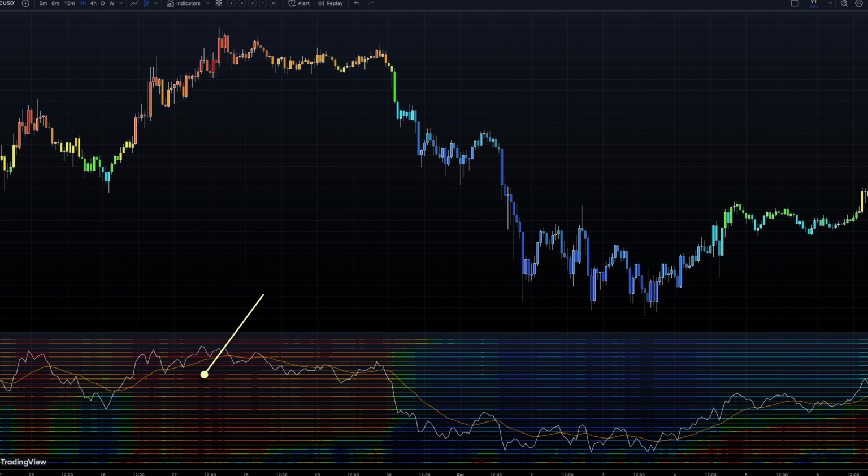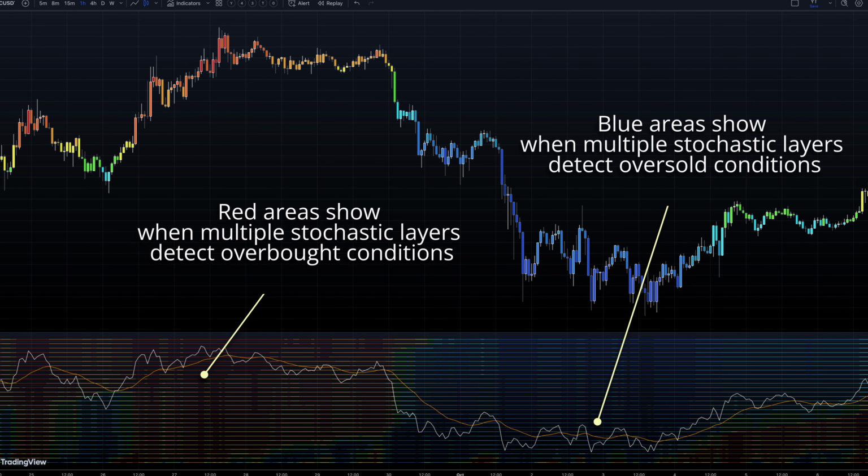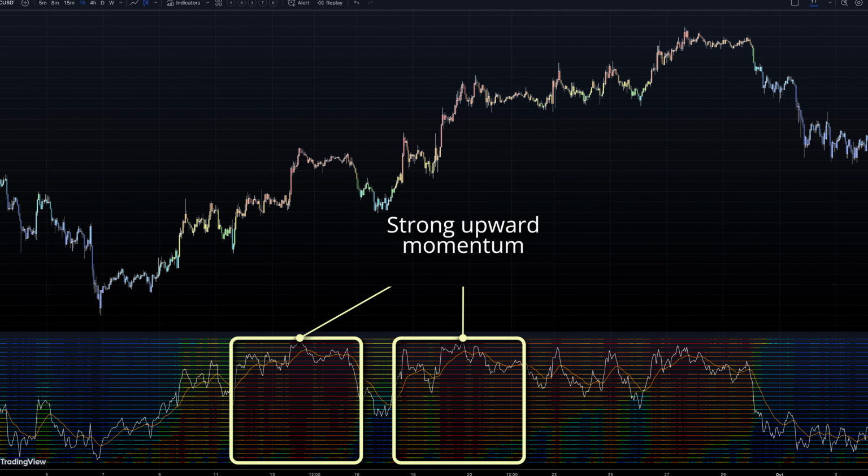When you look at the heat map, red shows areas where multiple stochastic layers are detecting overbought conditions. Blue shows areas where multiple layers are detecting oversold conditions. The deeper or more intense the color, the stronger the consensus across different time periods. What makes this useful for trading is that you're seeing momentum confirmation across multiple time periods simultaneously.